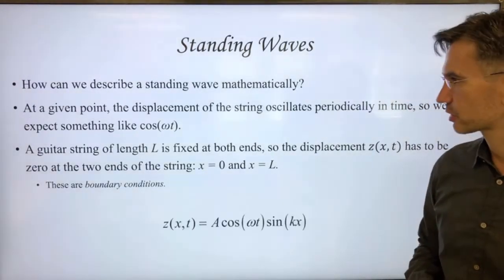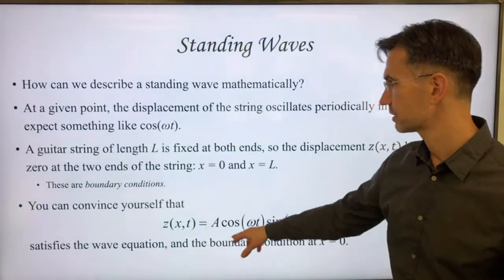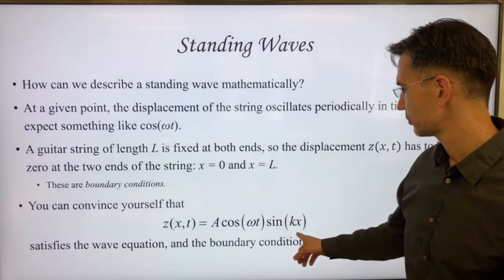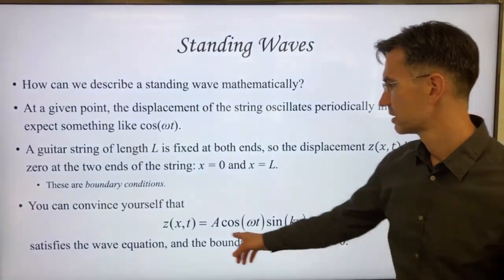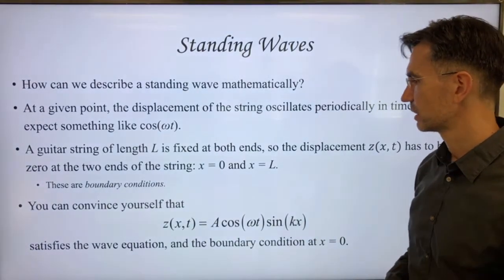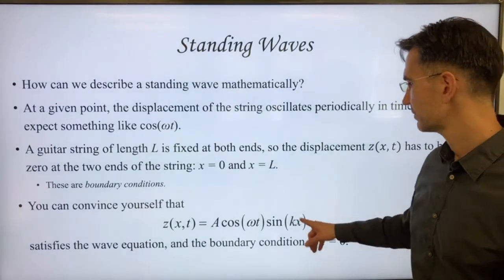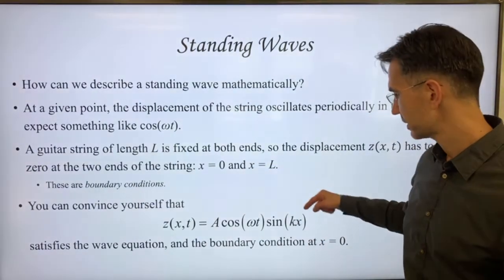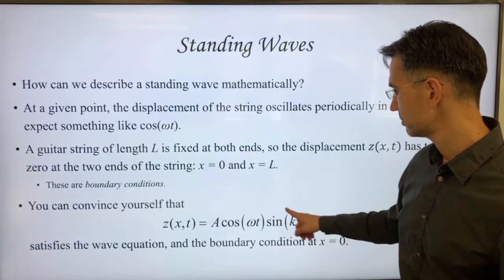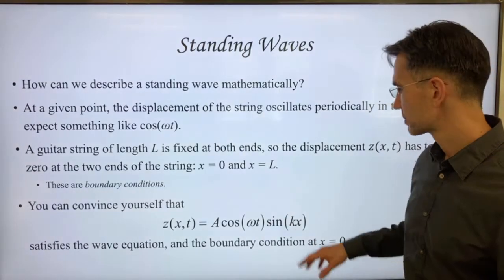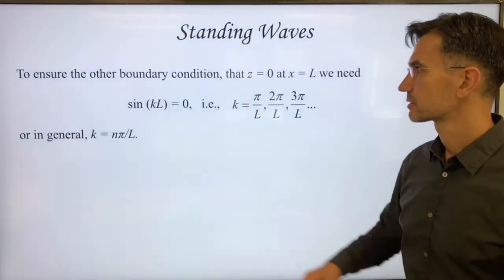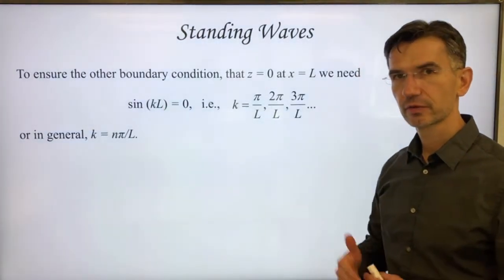So if our equation is something like z(x,t) equals A cosine omega t times sine kx, we can convince ourselves that this part here will satisfy the condition that when x equals 0, z is also going to be 0. So our equation looks something like this for a standing wave on a guitar string. We still have the other boundary condition to satisfy, that the vertical displacement should also be 0 when x equals L. So this will only happen for certain values of k, as we'll see. The sine of kL should be 0 for the other end of the string to be attached.